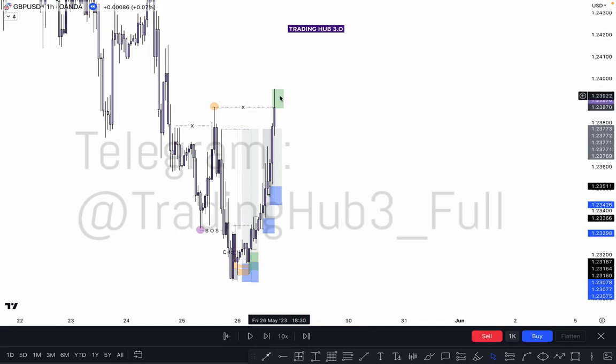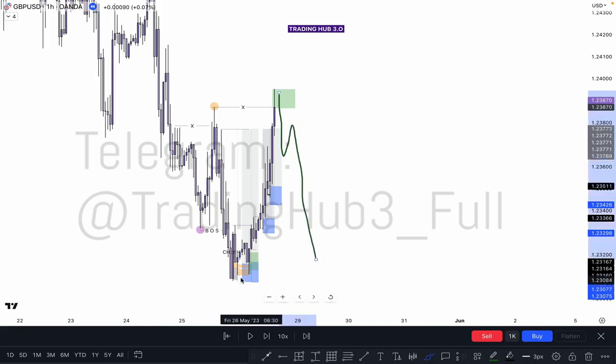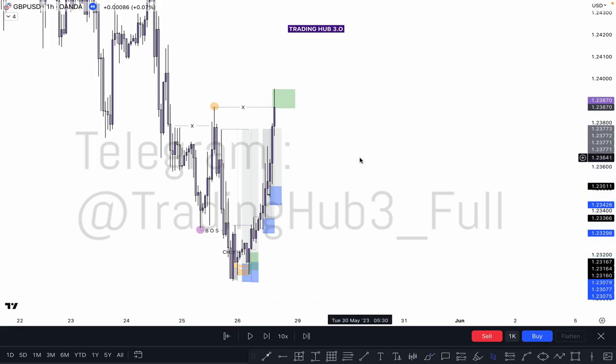Okay, so this is an aggressive entry here for the sell. But if you want a little bit more confirmation, then you can wait for the candle to close here, then the third candle mitigation, and then sell, right? And this is your final target because this is a bearish trend. Okay, so let's see what happened next here.